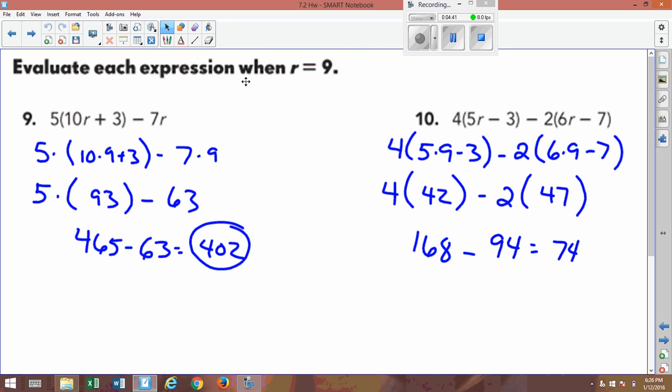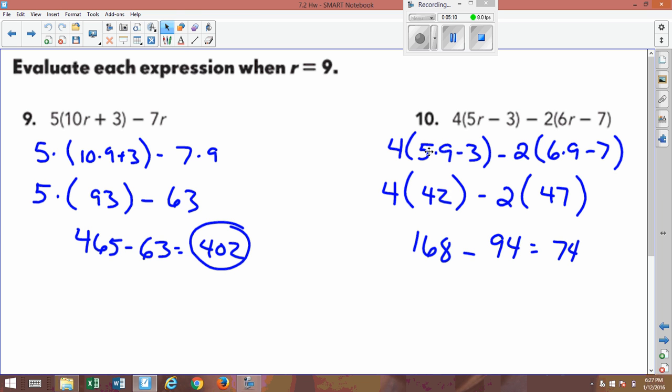Again, substituting 9 for r. When you write out the whole thing after you substitute everything, it is 5 times (10 times 9 plus 3) minus (7 times 9). We solve this first: 90 plus 3 is 93, and then I solve this one over here, which is 63. Then 5 times 93 is 465, minus 63 is 402.